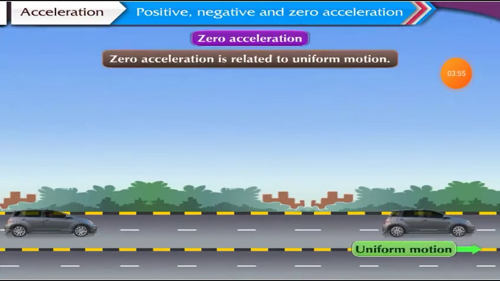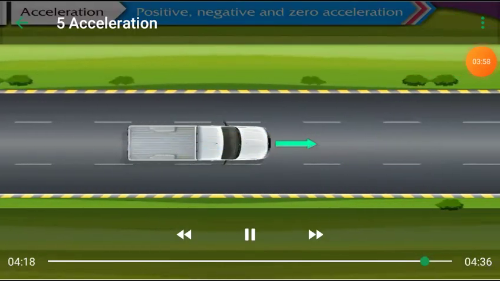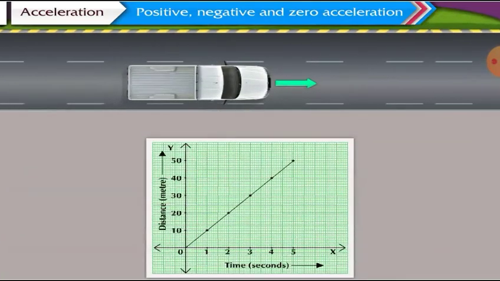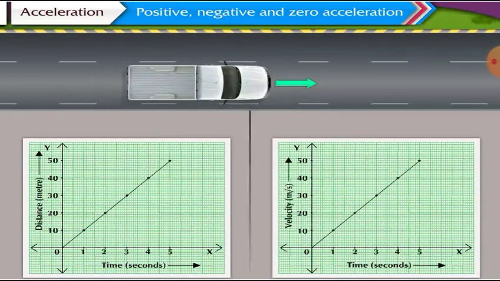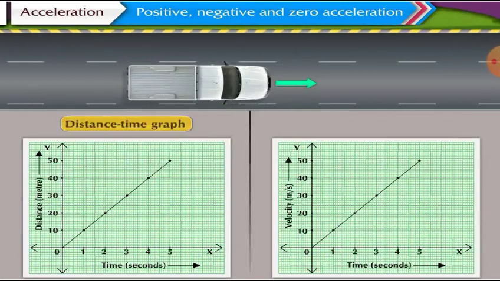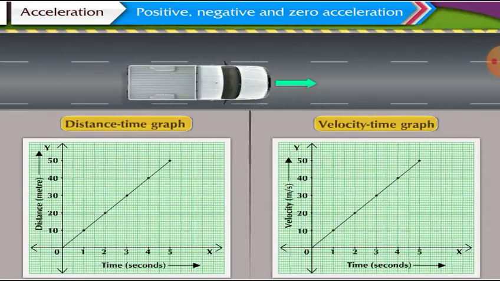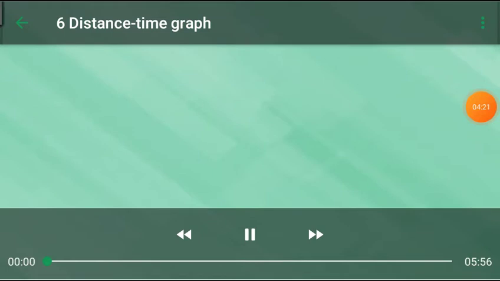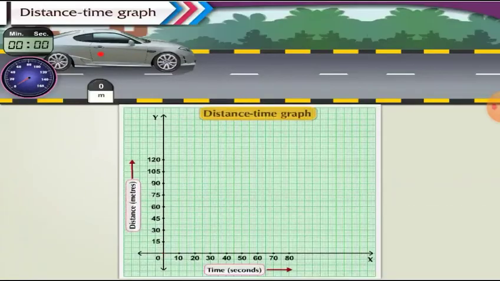The motion of an object in a straight line can also be studied with the help of a graph. Let us now understand about the motion of an object in a straight line with the help of the distance-time graph and the velocity-time graph. Distance-time graph. A distance-time graph is a graph of distance covered by an object from the starting point against the time.